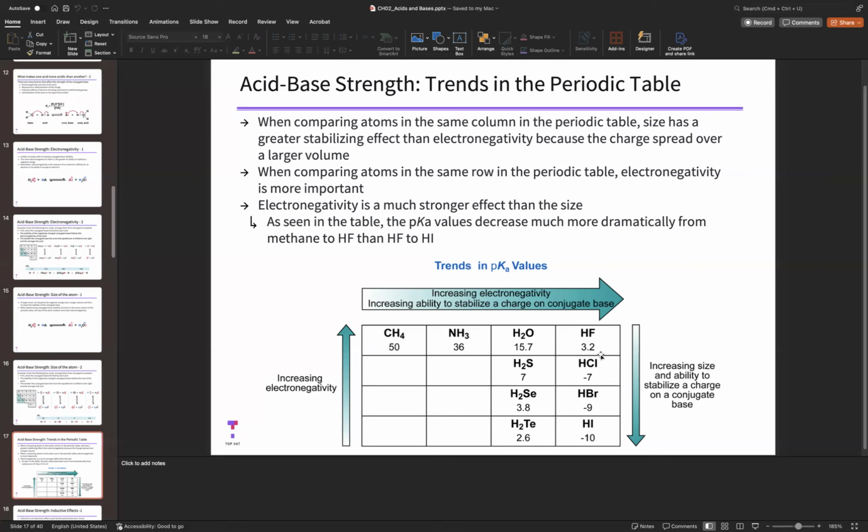So we already know from left to right, acidity increases because of electronegativity, right? So HF's acidity, pKa value versus water versus ammonia versus methane. Also look at these two. The one on the right is always more acidic than the one on the left. But then also look at the column from top to bottom. Water versus hydrogen sulfide versus hydrogen selenide versus hydrogen telluride. Okay, so you can see how H2Te, hydrogen telluride, is more acidic than hydrogen selenide, which is more acidic than hydrogen sulfide, which is more acidic than water. And we already saw this trend as well.